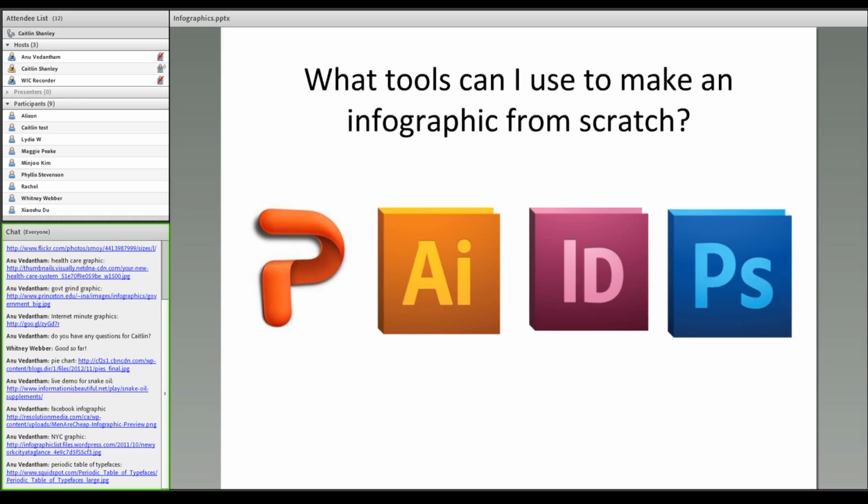I'm going to talk a little bit more about Illustrator and Photoshop because I think those are the two that are most commonly used. A very quick overview here, because I know we're getting close to our time.